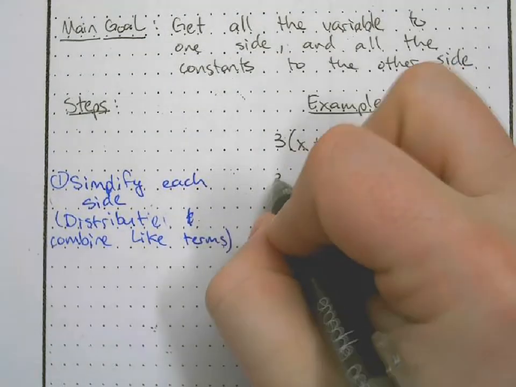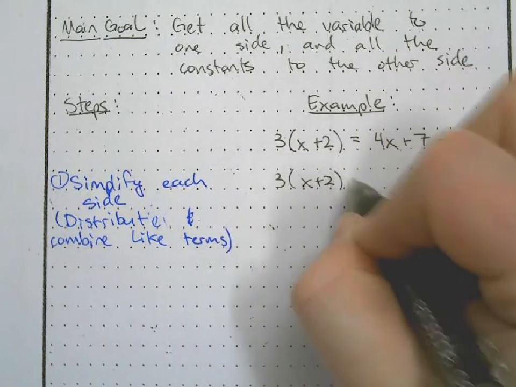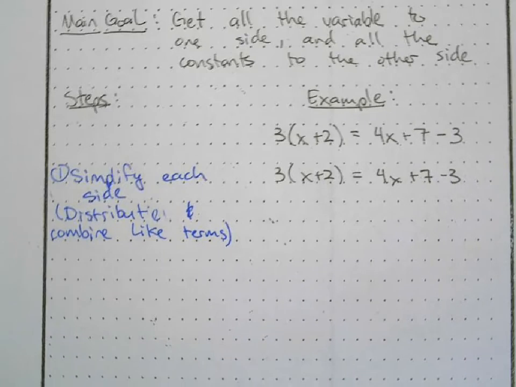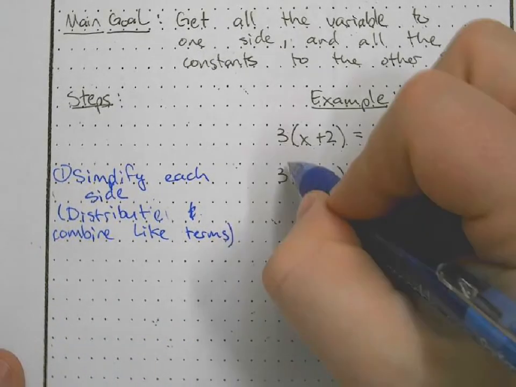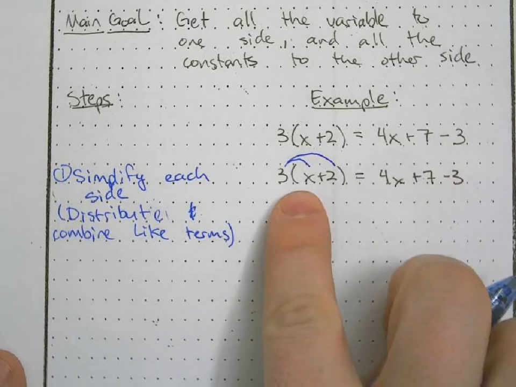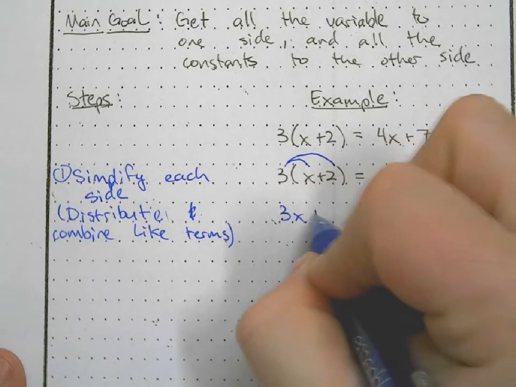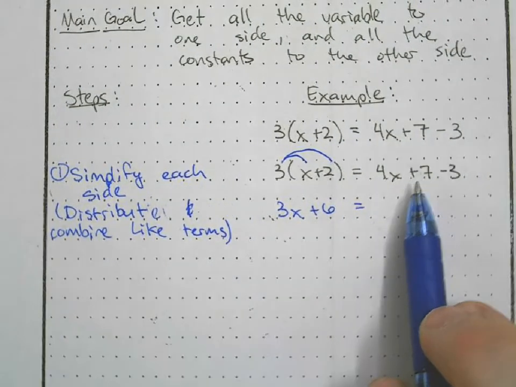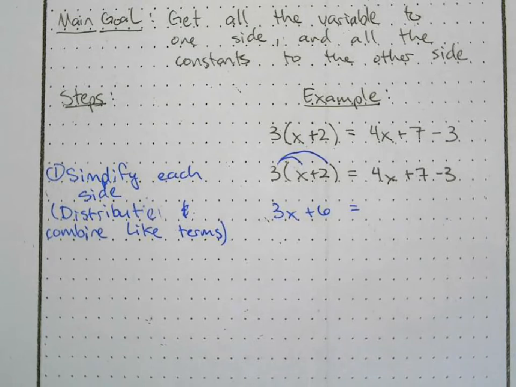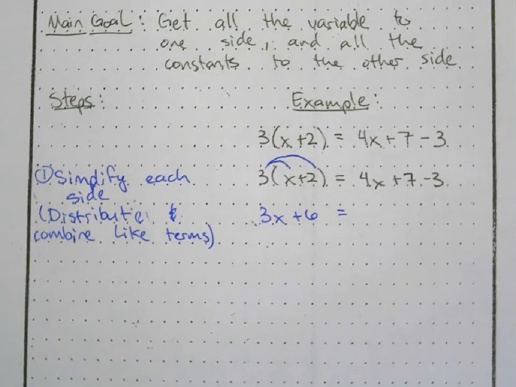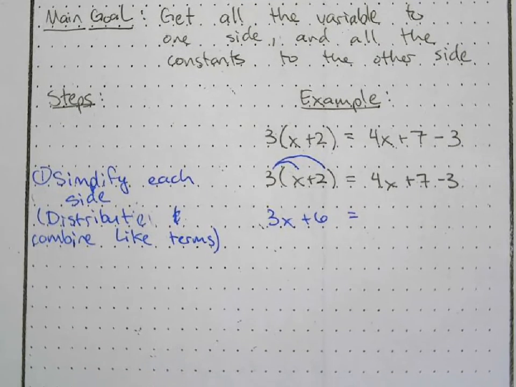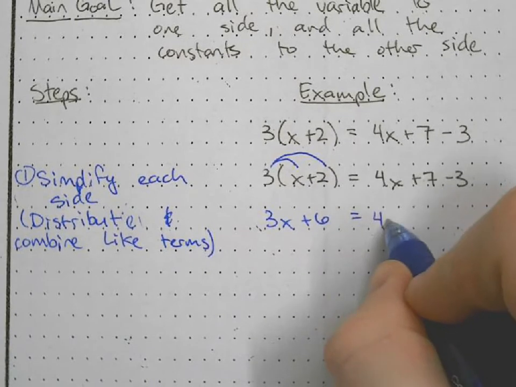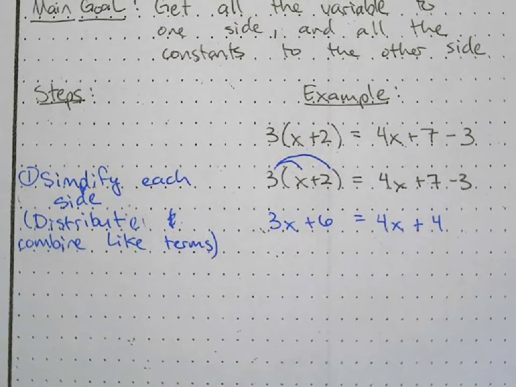So here's our example that we're working with. 3 times x plus 2 equals 4x plus 7 minus 3. So we can distribute on this left-hand side. So 3x plus 6 equals, and then on this side I have some like terms I can combine. I can combine the 7 and the minus 3. So that would be 4x plus 4.